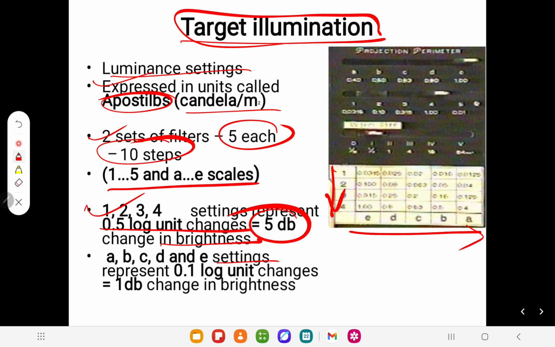The A, B, C, D, E steps represent a 0.1 log unit change, that is a 1 decibel change in brightness. I don't know whether they ask this in MCQs or not, but in my book I have written this as an MCQ.